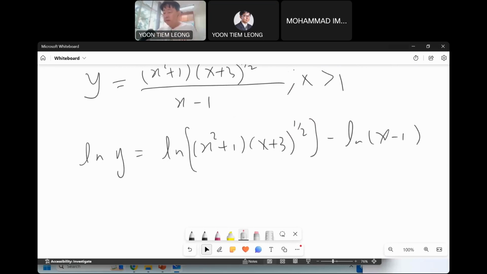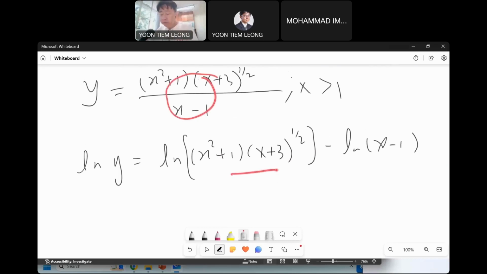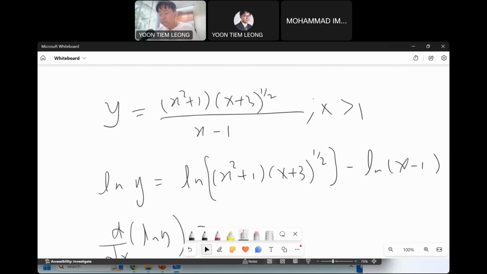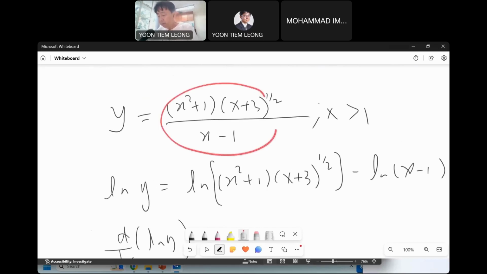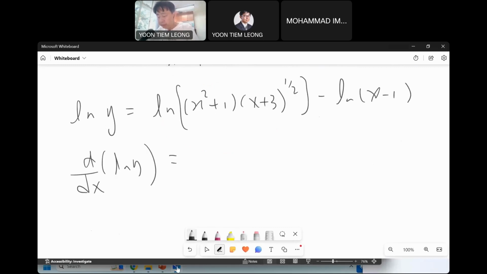You can effectively convert the operation of division into the operation of subtraction. Then it is easier to calculate the derivative of the difference between two log terms. It is easier than calculating the derivative of the division between two terms. So here, let us proceed with these calculations.